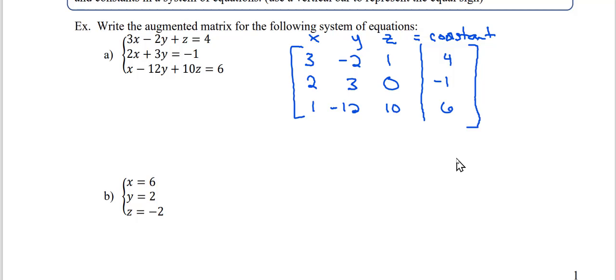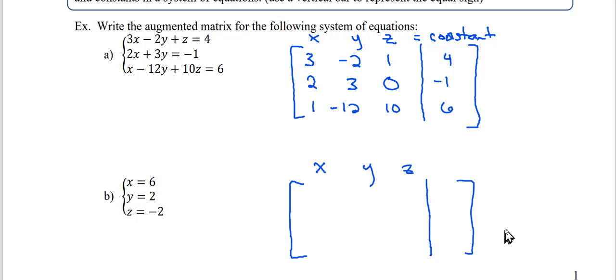This next system of equations is sort of an interesting system of equations. It's 3 equations, but it's already solved for us, right? We still need a column for x, y, and z because we have 3 variables here. X equals 6 would be 1, 0, 0, 6, right? The coefficient on x is 1, no y, no z, equals 6. Then the second equation here, 0, 1, 0, 2, 0, 0, 1, -2.